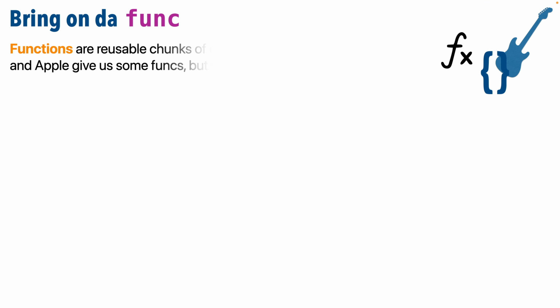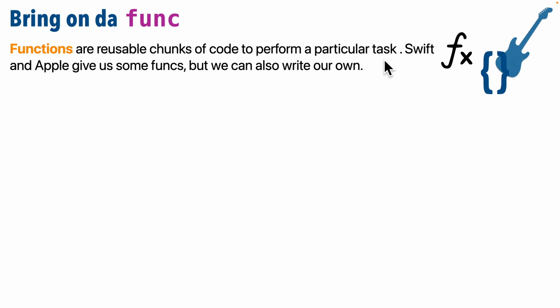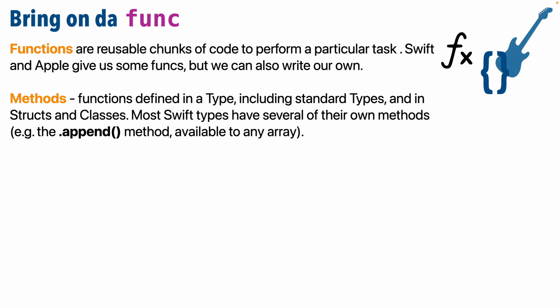Now, functions are reusable chunks of code that perform a particular task. There are also functions that are built into particular types. These are referred to as methods. So methods are functions that are part of types, whether it's the standard Swift types like strings or arrays, or any of the structs or classes that Apple gives us, and we'll eventually be writing our own structs or classes, so our own types, and those can have methods too.